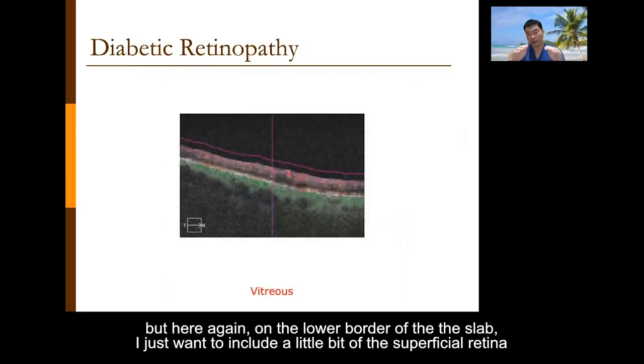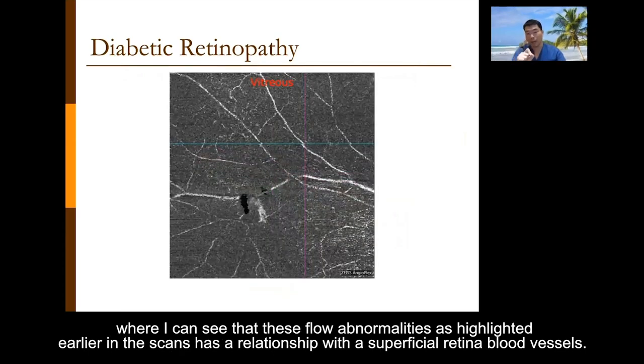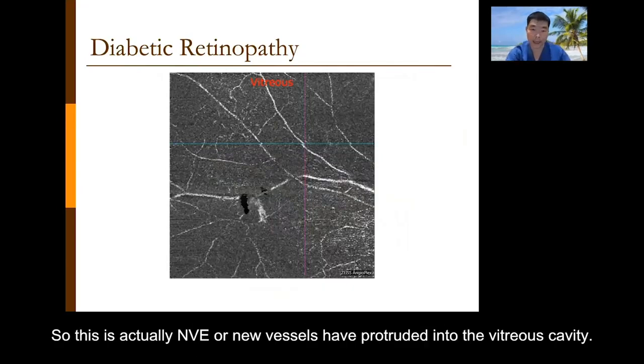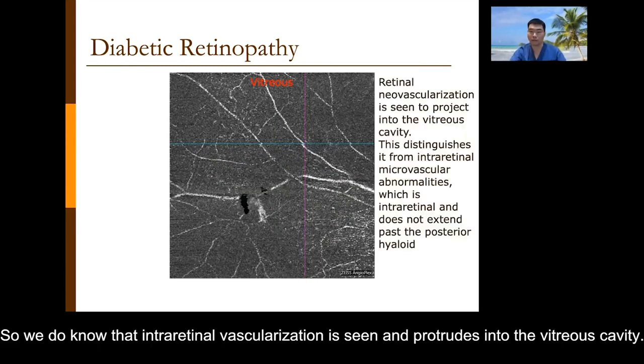But here again, on the lower border of the slab, I just want to include a little bit of the superficial retina, where you can actually see that these flow abnormalities highlighted in the earlier scan have a relationship with the superficial retinal blood vessels. So this is actually an NVE or new vessels elsewhere that has protruded into the vitreal cavity. So we do know that retinal neovascularization is seen and protrudes into the vitreal cavity.